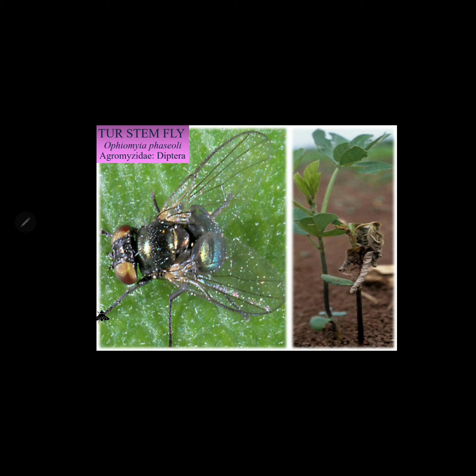Similar to this attack, another pest is there called tur stem fly. It's a minor pest. Ophiomyia phaseoli is its scientific name. Agromyzidae is the family, and it belongs to order Diptera. This pest attacks the crop at an early stage, that means in the seedling stage. It is a major pest of cowpea, soybean, black gram and green gram.